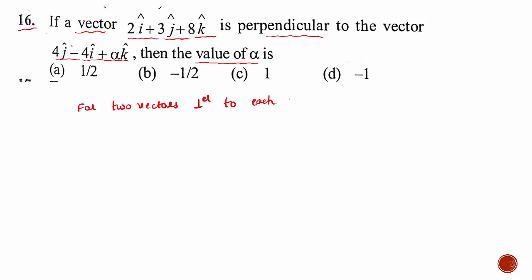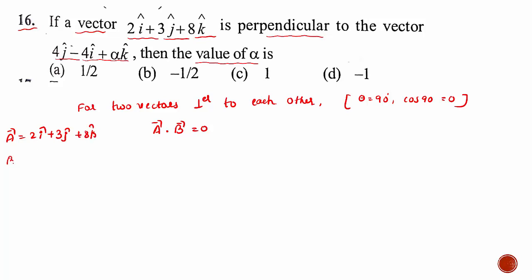Two vectors perpendicular to each other means we can use vector A dot vector B equal to 0. Because when two vectors are perpendicular, theta equals 90 degrees, so cos 90 is 0. So for that reason we can consider A dot B equal to 0. Vector A is 2i cap plus 3j cap plus 8k cap. Vector B is equal to 4j cap minus 4i cap plus alpha k cap.